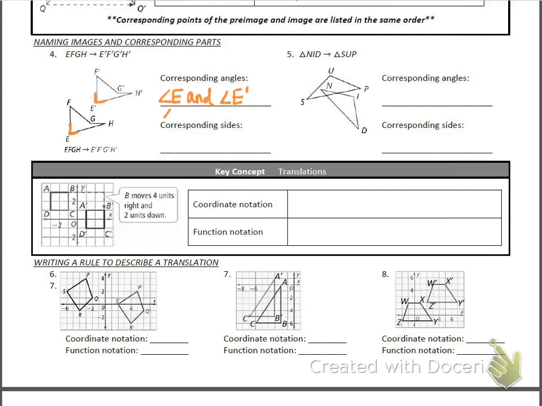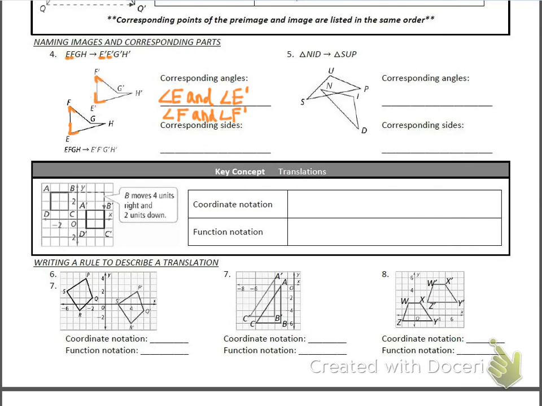Let's do one more. Which angle corresponds to angle F? This one. Which one? Yeah, angle F prime. Okay, so I'm not trying to trick you. It really is that simple. Another way we could tell is that when I'm listing it in order, E and E prime are in the same spot, F and F prime are in the same spot. Okay? I'm not going to list all the rest of them. The other ones, G and G prime correspond, H and H prime correspond.